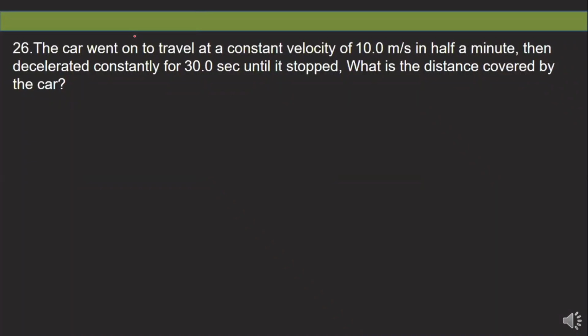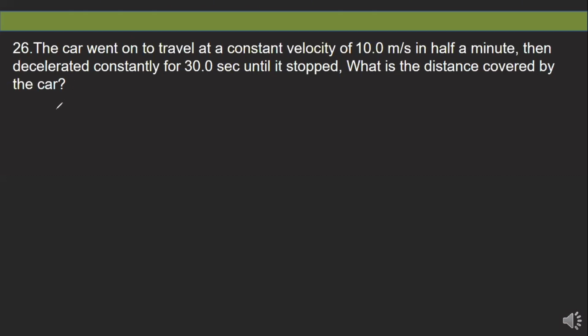Let's try to answer this question. The car went on to travel at a constant velocity of 10 meters per second in half a minute, then decelerated constantly for 30 seconds until it stopped. What is the distance covered by the car? So we're looking for the total distance covered by the car. So how are we going to solve for this kind of problem?